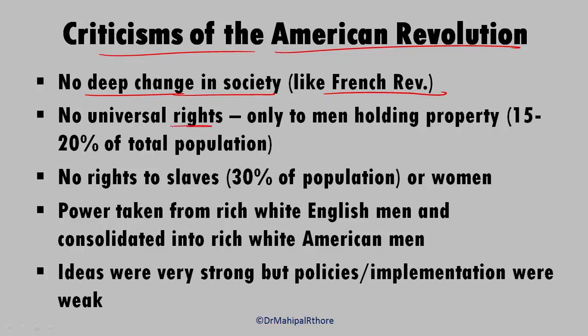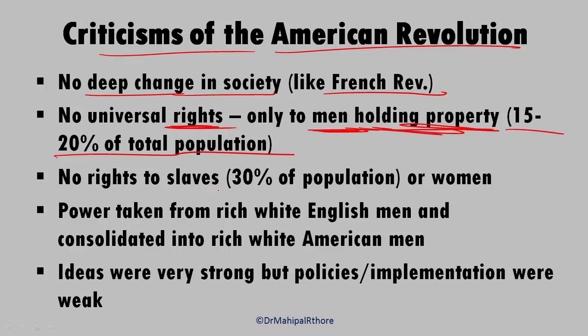Their rights were given only to men holding property, that is 15 to 20% of the total population. So basically the right to vote, the right to all those judicial rights, the political rights that were talked about in the US Constitution, they were given only to white men who held property. If you do not have any property, say goodbye to your rights. So only 15 to 20% of the total population is having all those ideal rights that you talked about.